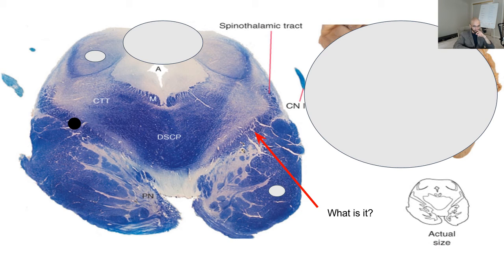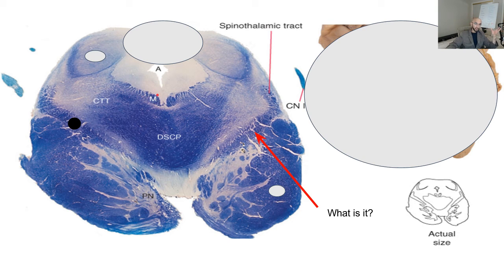Okay. Any ideas? Nice. Good. So you see that really characteristic boomerang shape. You know the top is the spinothalamic tract. The horizontal segment is the medial lemniscus. Nice job.